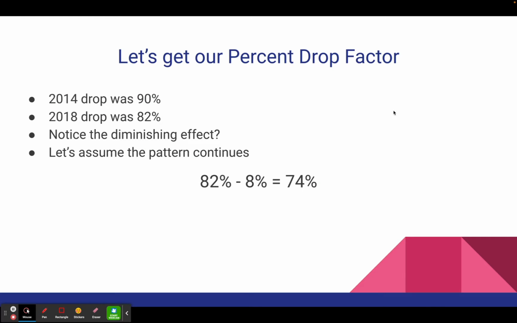So here's the drop factors. We've got 90% in 2014. We got 82% in 2018. So you notice there's a diminishing effect there of 8%. And what I'm going to do here is just assume that that pattern continues. So instead of having an 82% drop, it's going to be 8% less than last time, just like it was between 2014 and 2018. So we come up with a 74% drop.